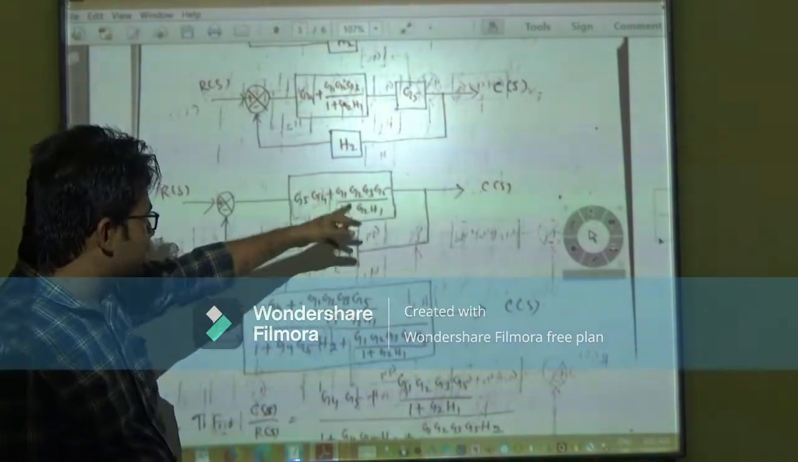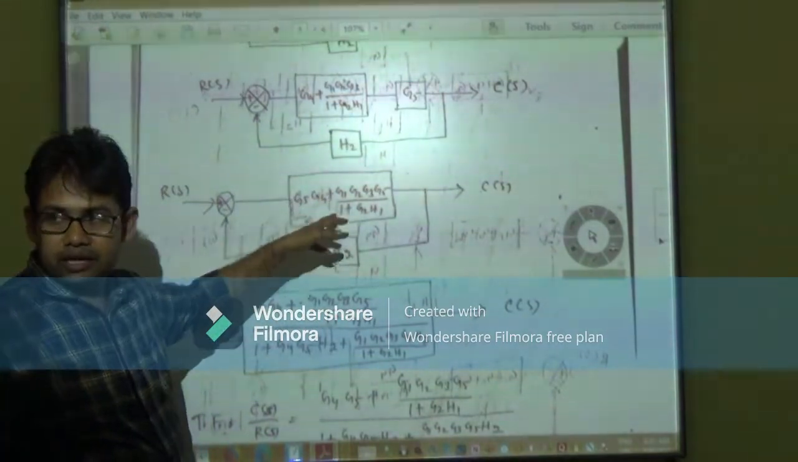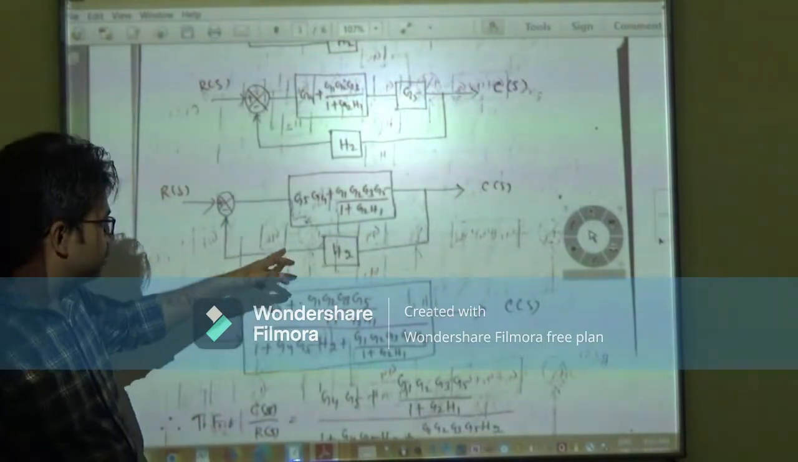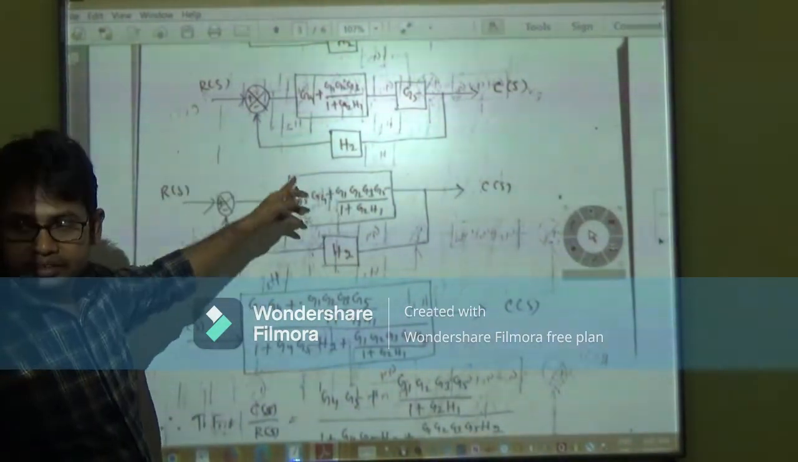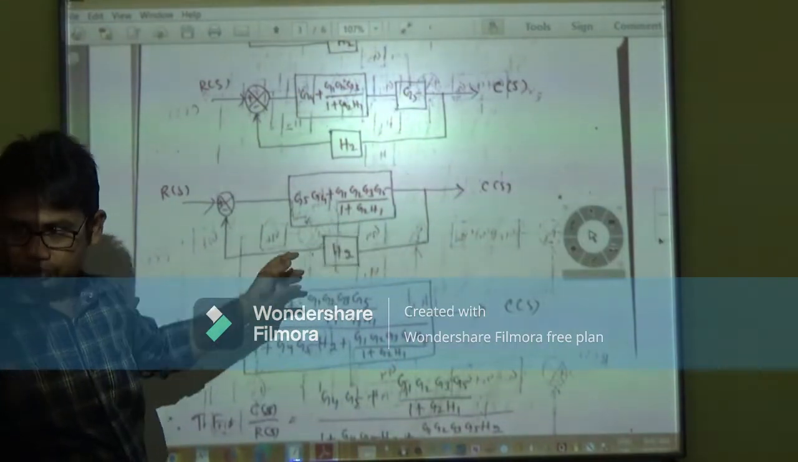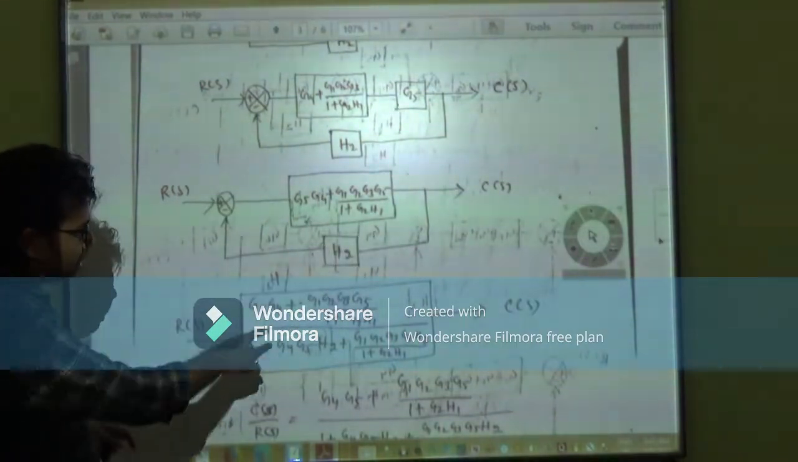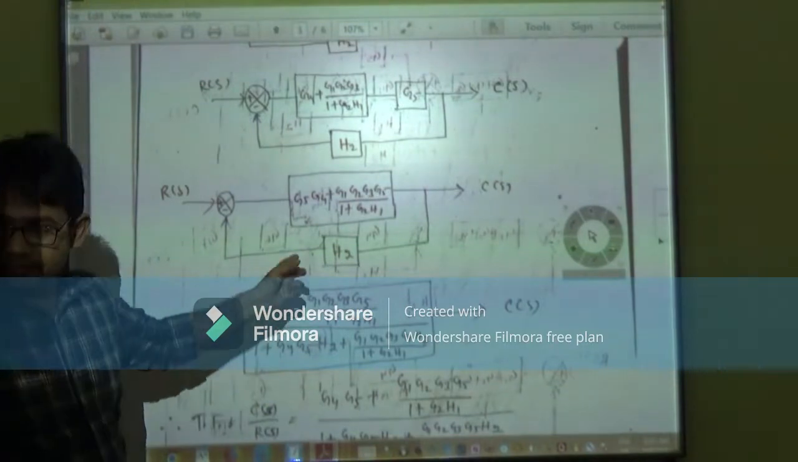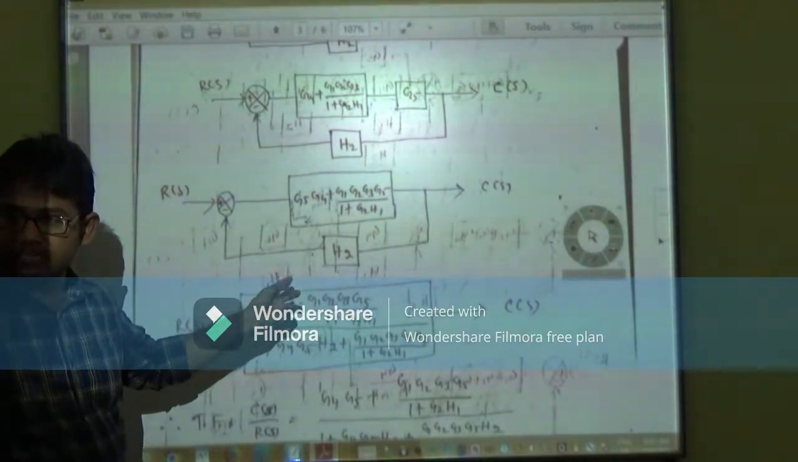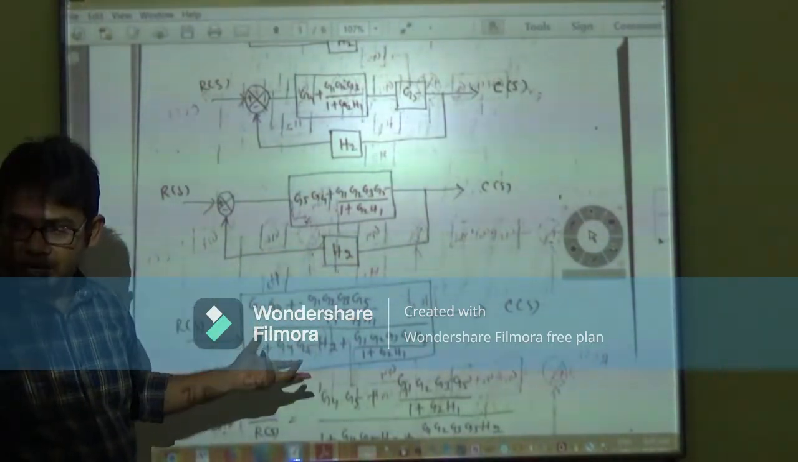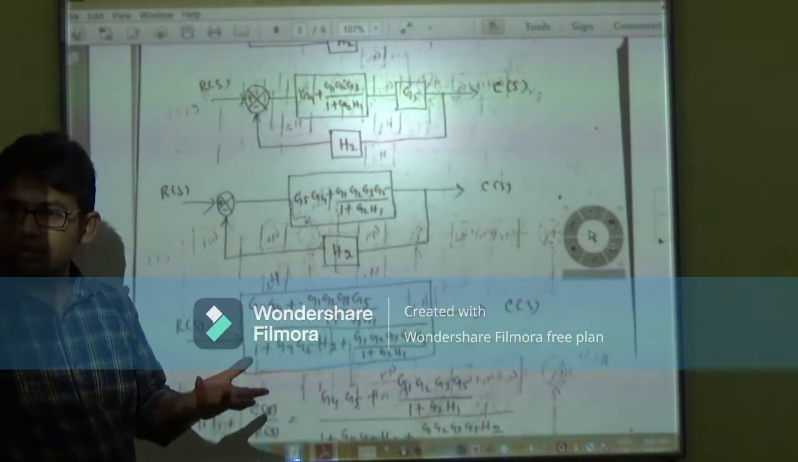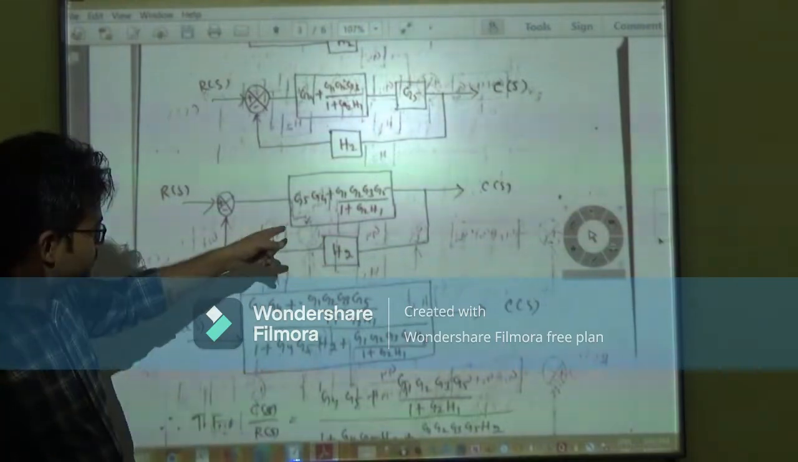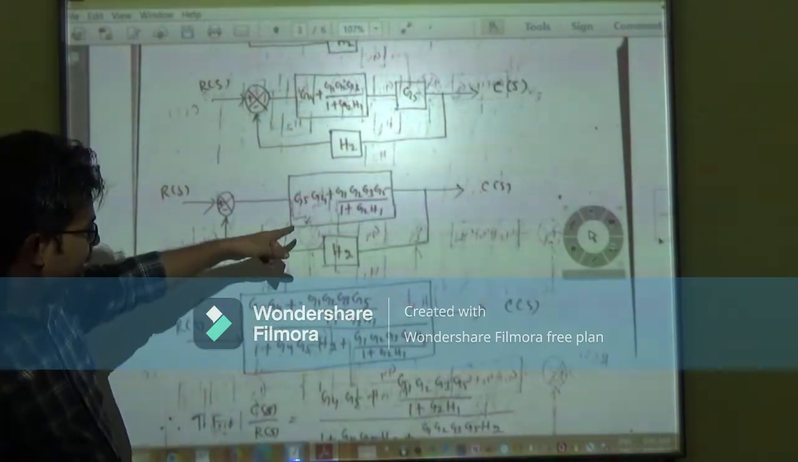Next is the reduced block. Next, connecting the output back to the summing point is H2, which is the feedback loop, right? So according to the feedback reduction, we know the formula: G divided by 1 plus or minus G H. That formula you can apply here.